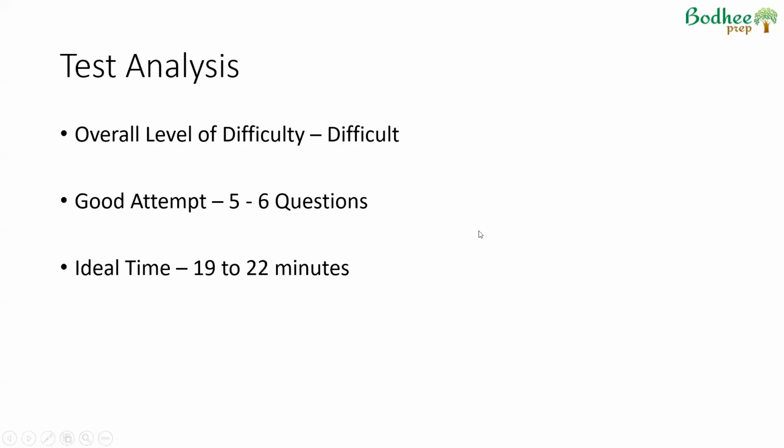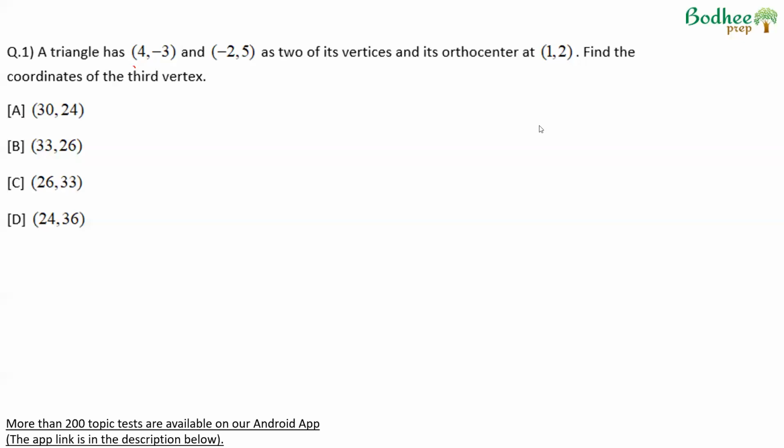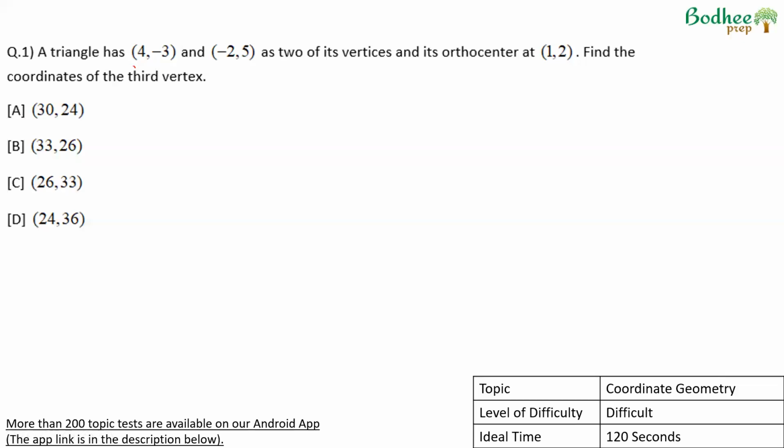Overall, if I look at the test, some questions are difficult or high on the concept part or calculations. I'm saying look for 5 to 6 net correct questions in about 20 minutes. For me, my attempt questions will be 2, 3, 4, 5, 7, 9. Which are these? I'm not counting this question as an attempt question.